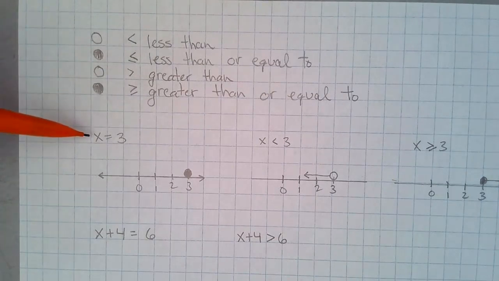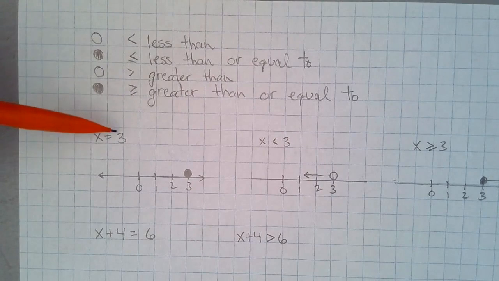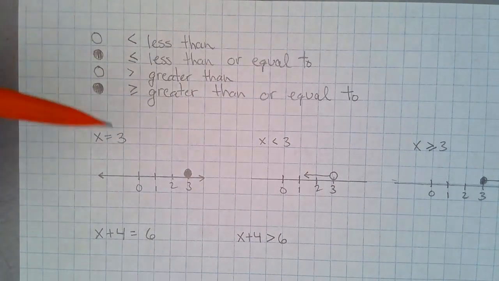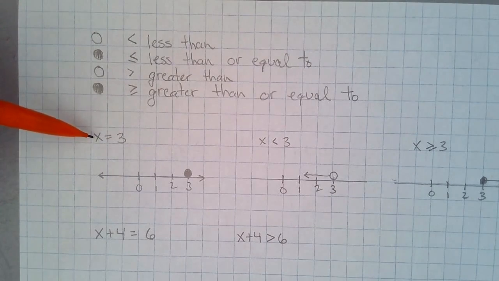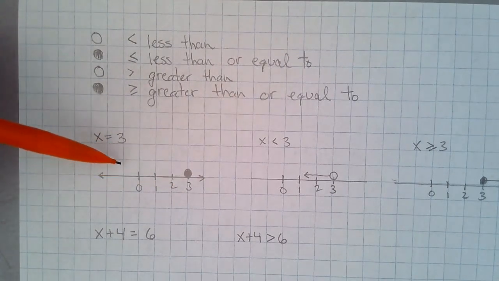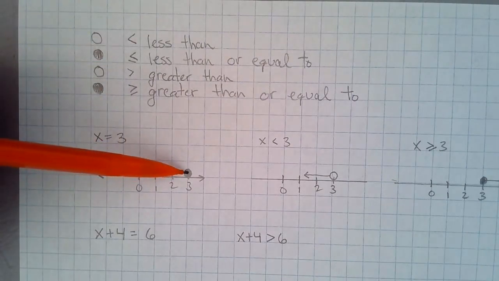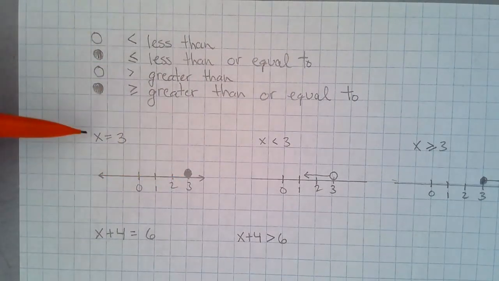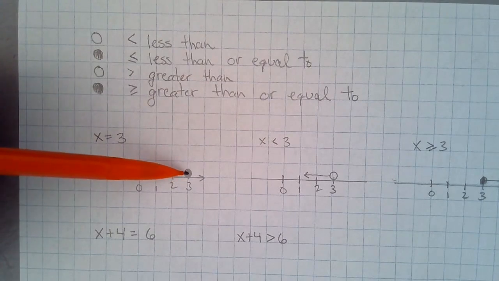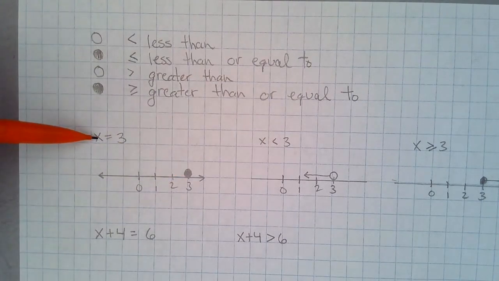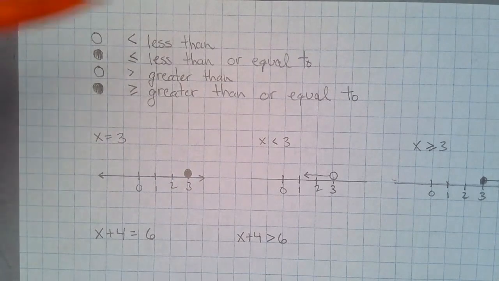And I'll start with perhaps an equation here. X is equal to 3. Well, what number will fit for X? In this case, only one number will fit for X, and that is the number 3. So on a graph here, I'm going to graph the solution for X, and that number is 3. That's the only number that will work for X. Let's progress on to these inequalities.